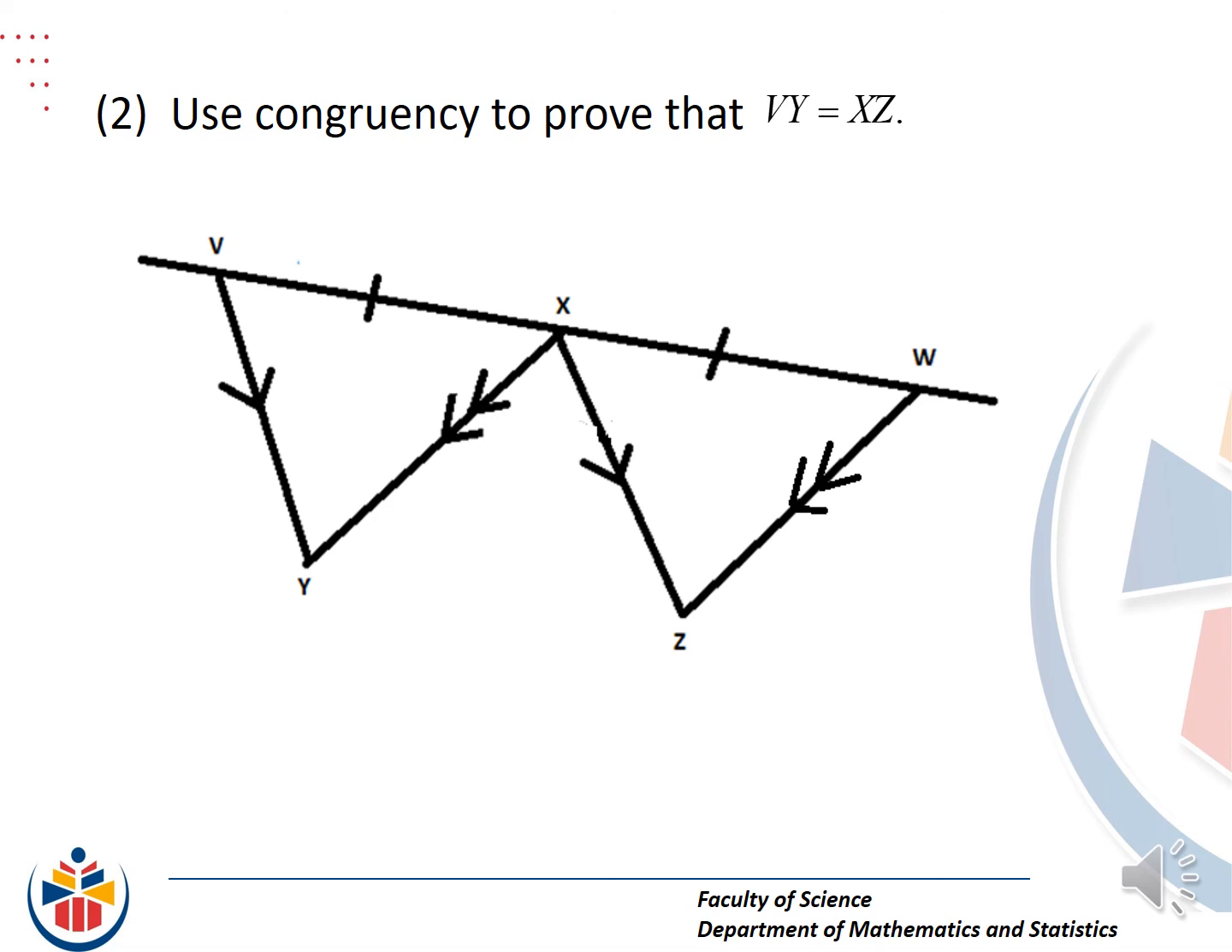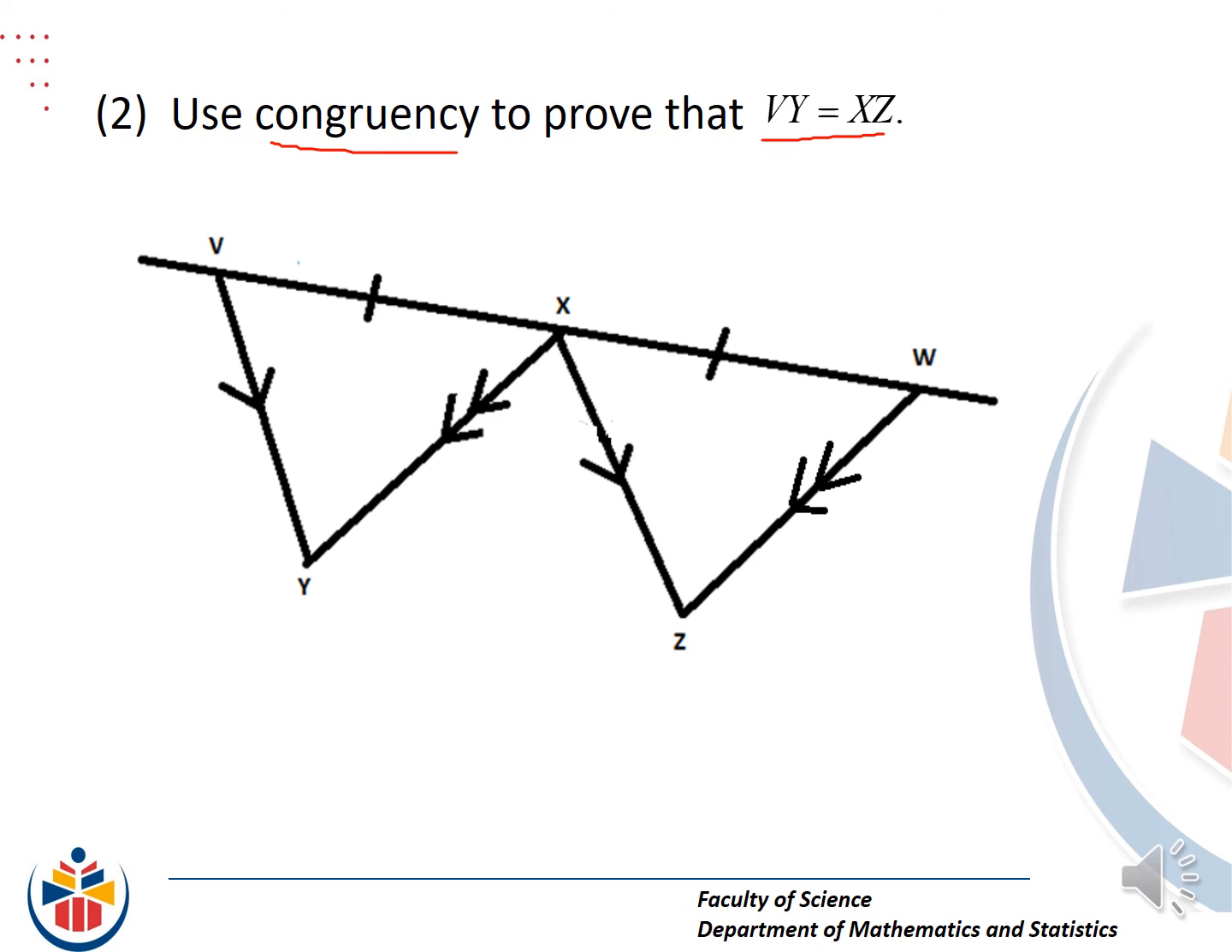For this problem, we are asked again to use congruency to prove that VY is equal to XZ. VY is that side and XZ is that side. So let's check what we have. We have WX equal to VX. Also given is VY parallel to XZ and XY parallel to WZ.